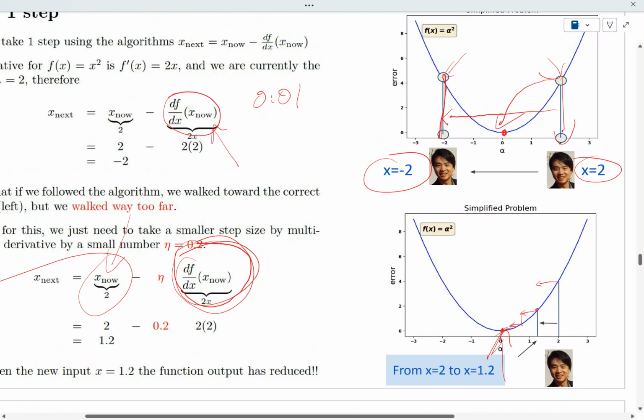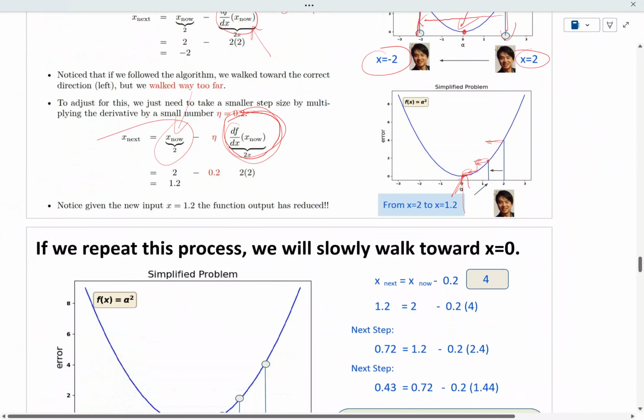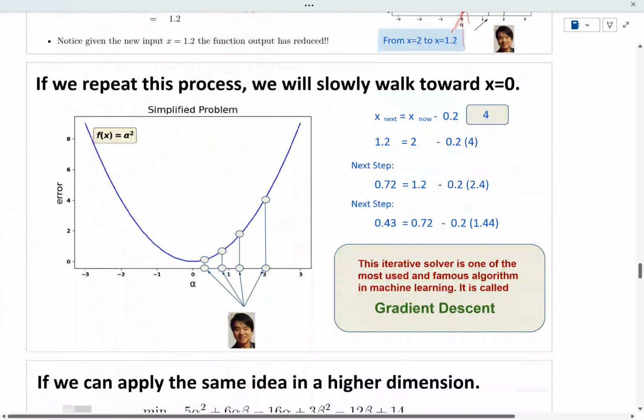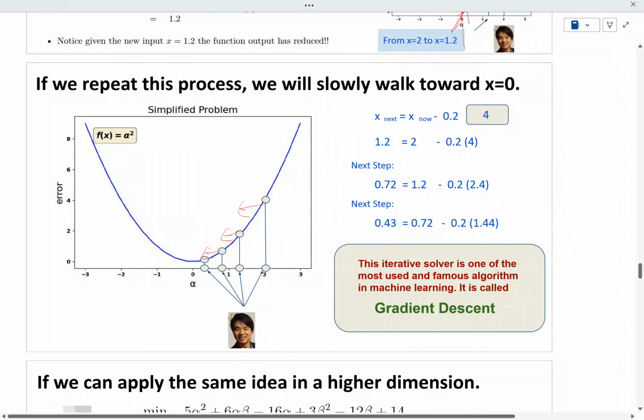Okay? So the idea is we just repeat this process again and again and again, until we reach the minimum. So over here, if you have the chance, you want to see how I took a couple steps, and with the couple steps, this is what happened, right? It approaches the minimum. And this iterative algorithm, again, is called gradient descent. Right? This is one of the most used optimization algorithms in the entire data science and machine learning.